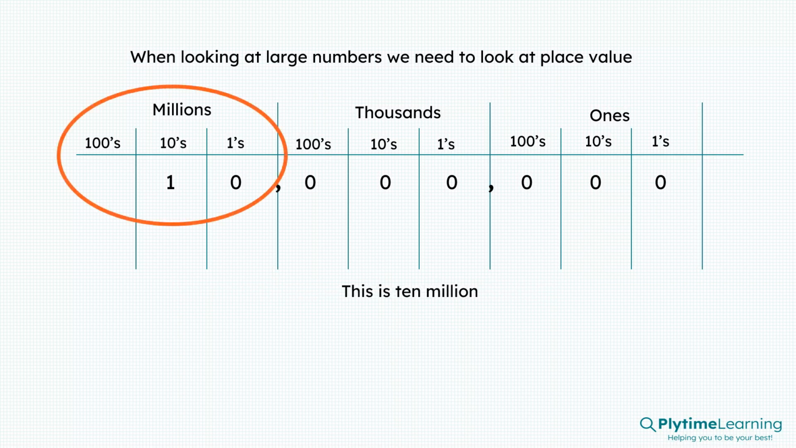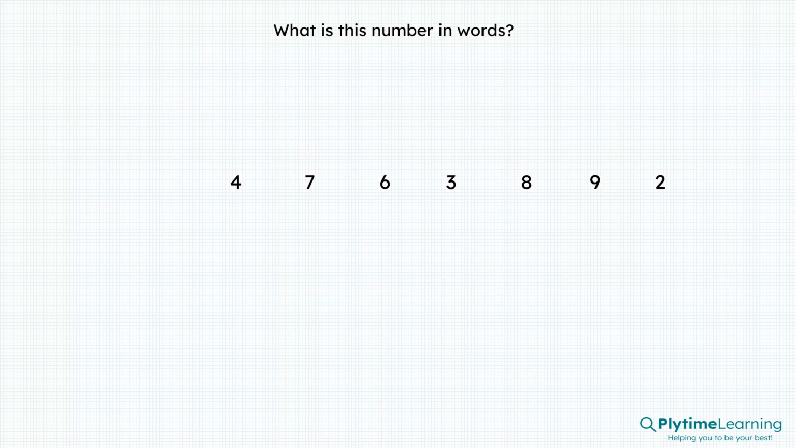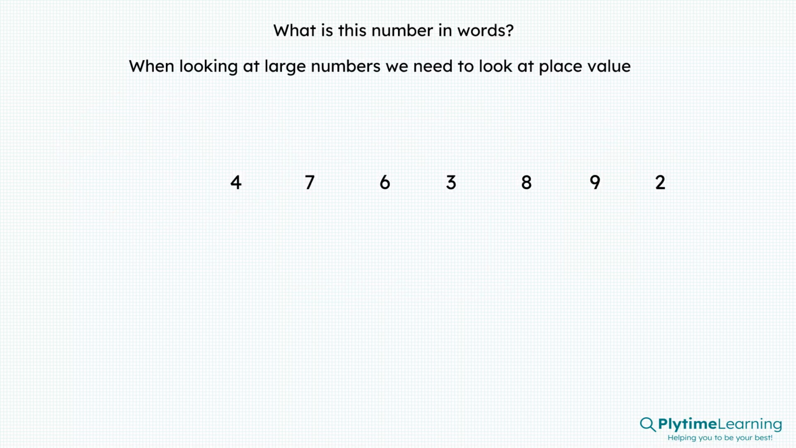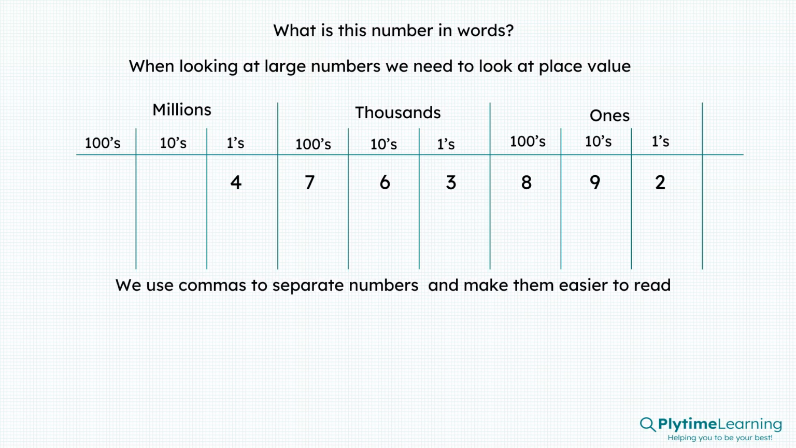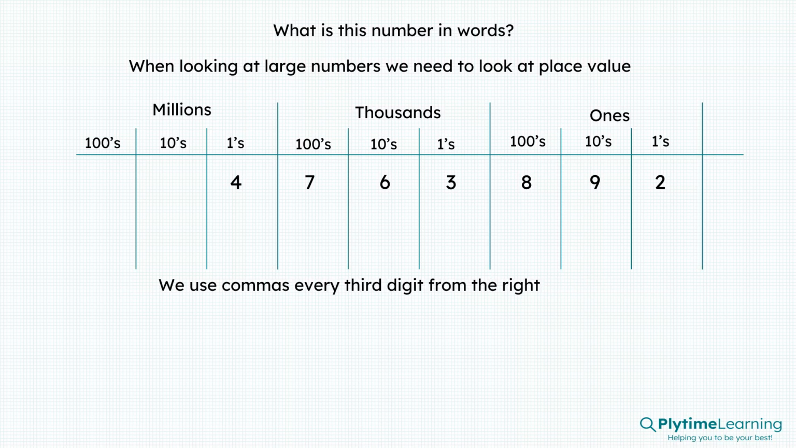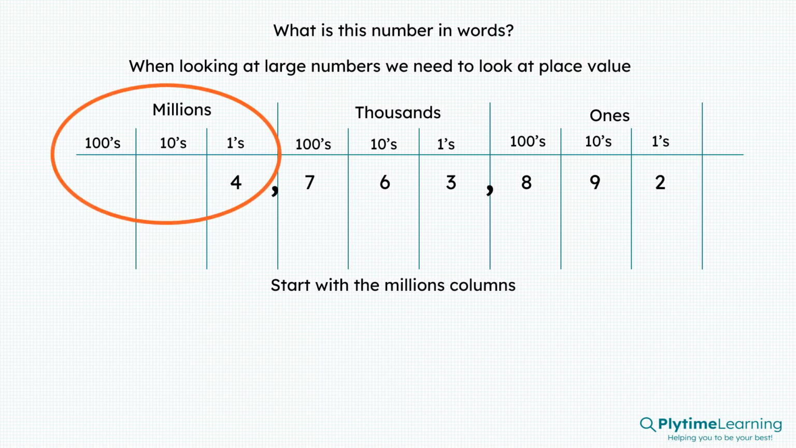This is 10 million. What is this number in words? When we're looking at large numbers, we need to look at place value. So we write our columns with the number in it. We use commas to separate numbers and make them easier to read. So we use commas every third digit from the right to separate our thousands from ones, here, and to separate millions from thousands, here. Now we start with the millions column. We look at the millions. We can see that we have 4 in the 1 millions column, or 4 million.